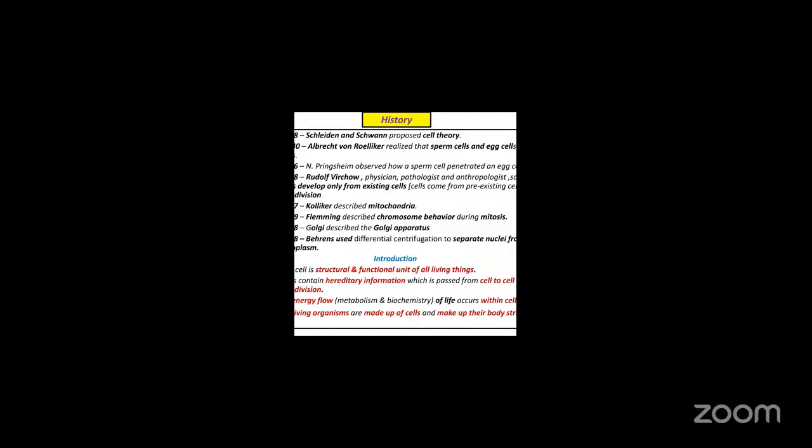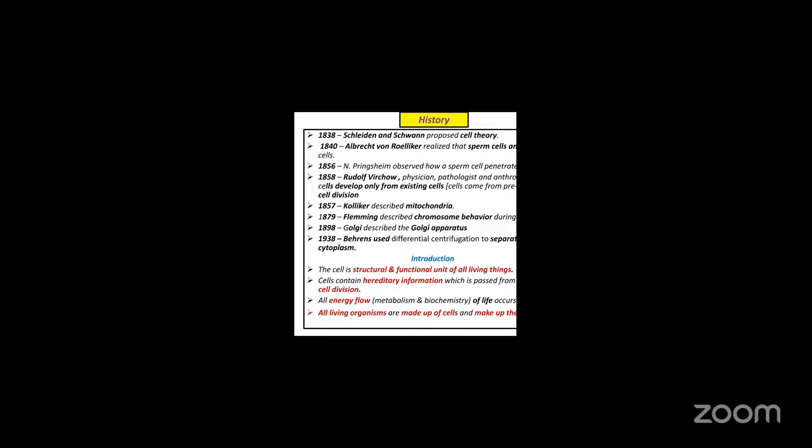Now, coming to 1838 again, Schleiden and Schwann proposed the cell theory. Later, in the year 1840, Albert von Kolliker realized that the sperm cells as well as the egg cells are also cells. So they said that even the sperm cells which are produced by the male and the egg cells which are produced by the female are also considered to be cells.